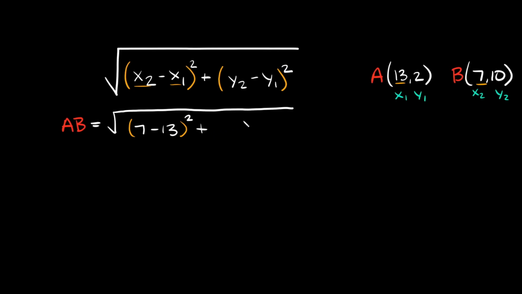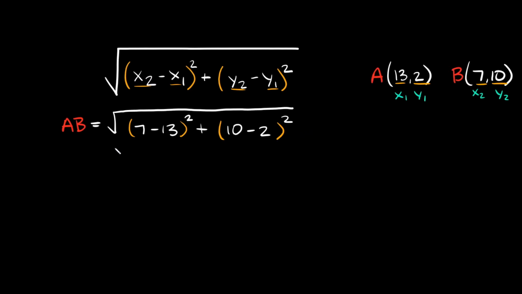Okay, and then we're going to add that to this other set of parentheses. So y of 2 minus y of 1, so 10 minus 2, and this is squared also, okay?